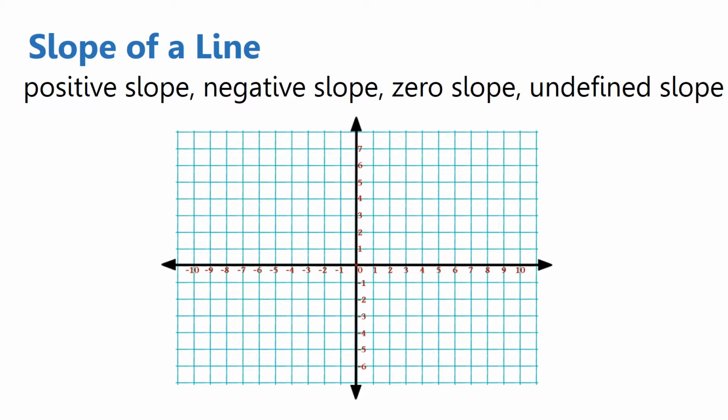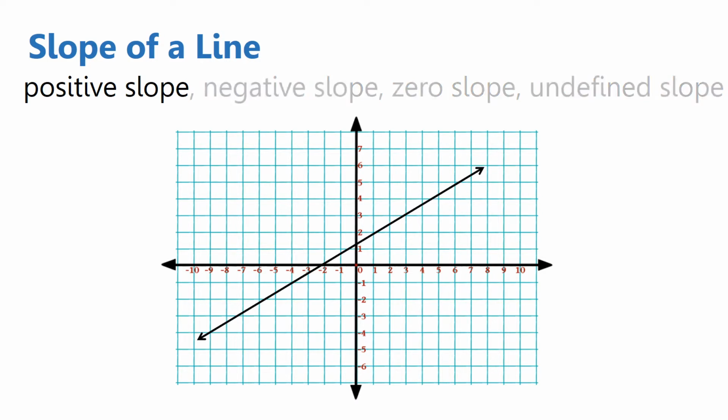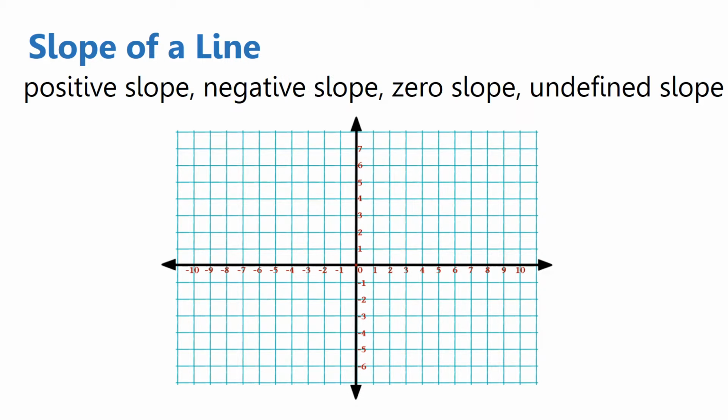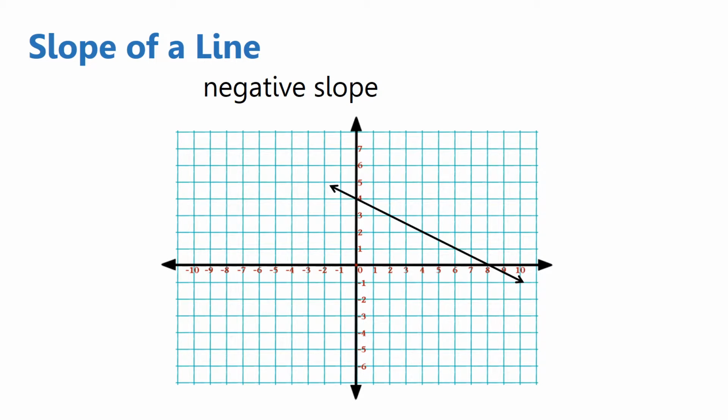Another aspect of a slope of a line is whether it has a positive slope, negative slope, zero slope, or undefined slope. If we look at this line from left to right, if we had to walk up it, we would walk uphill. We would say that that slope is positive. If we follow this slope from left to right, if we were to walk down it, we would say we're walking downhill. This is called a negative slope.